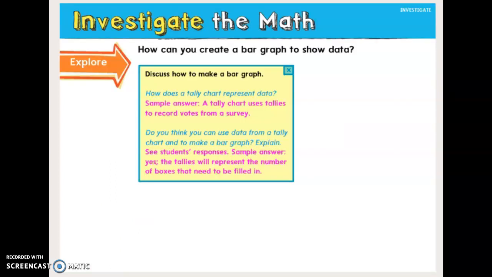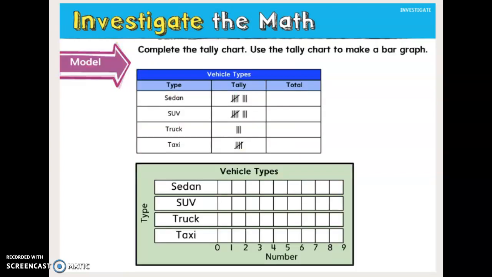Our question today is, how can you create a bar graph to show data? A bar graph is similar to a picture graph, but instead of using pictures, it uses these boxes and a number line to keep track of how many there are. So we're going to work through this one together. They've given us our tally marks for the different types of cars that we have. So we have a sedan, SUV, truck, or taxi. And each one of those has our different tally marks.